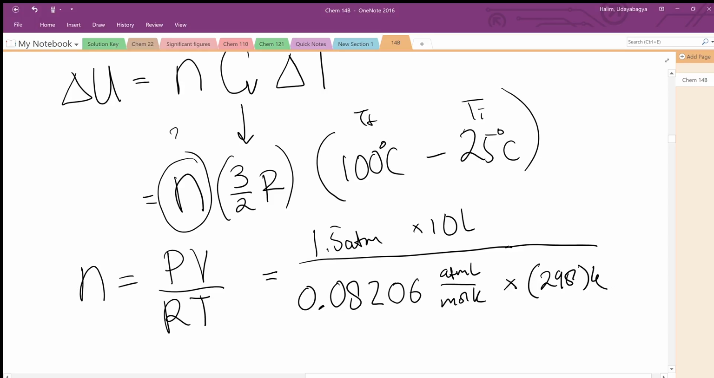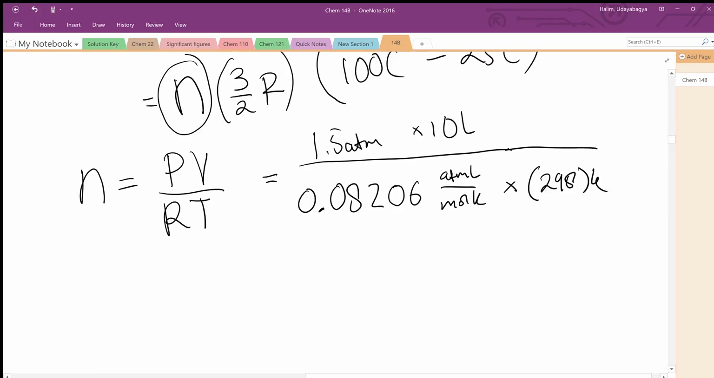Okay, so let's just plug in the numbers here to figure out the number of moles. 1.5 times 10 divided by 0.08206 and divided by 298. We should get in the end the number of moles to be 0.6134 mole. Okay, so that's the number of moles.